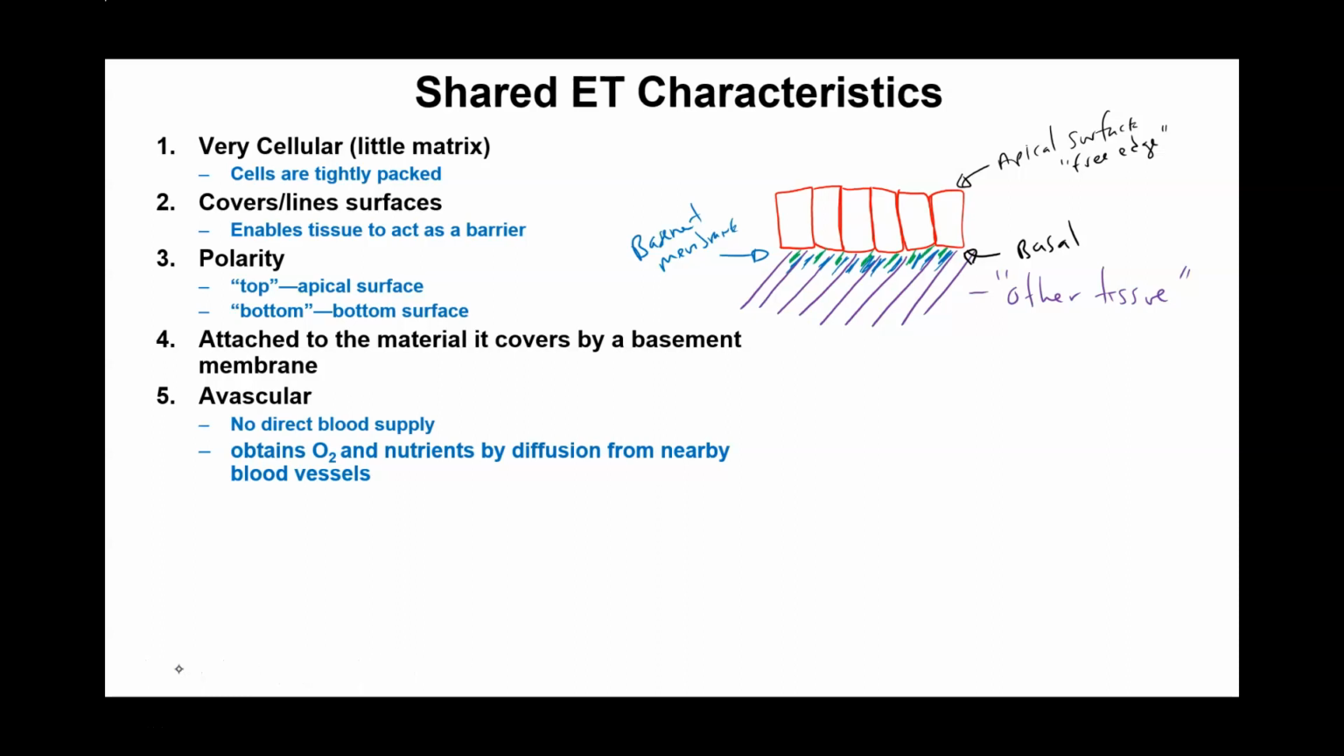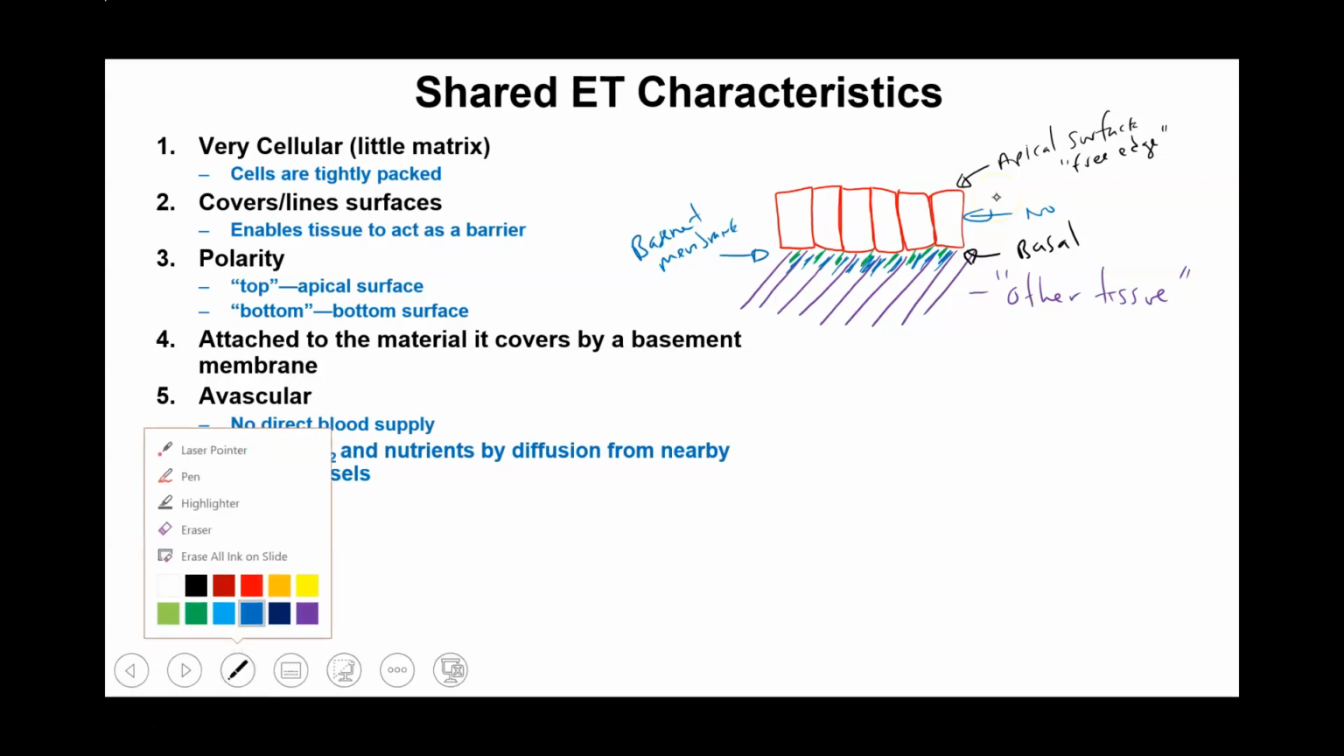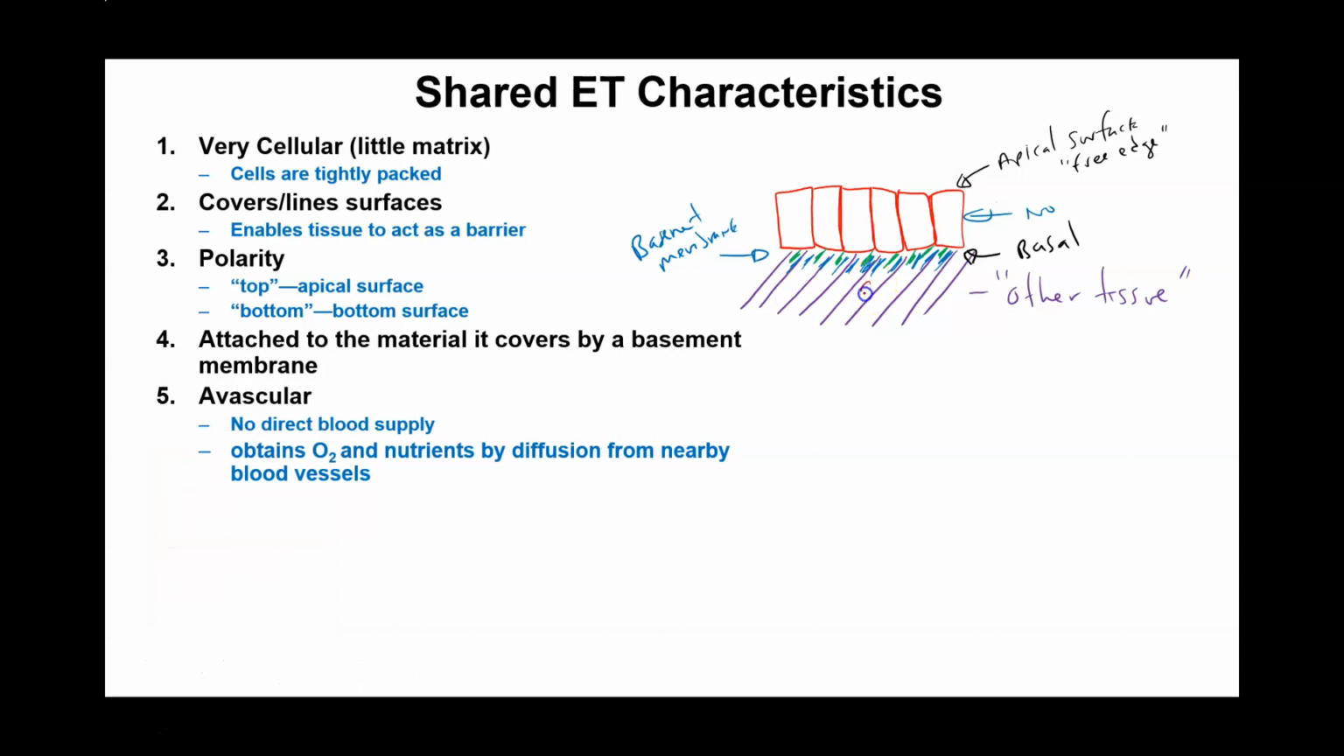Epithelial tissue is avascular. That means there are no blood vessels up here among the epithelial cells. Instead, the blood vessels that supply the epithelial cells are down here in the underlying tissue, and substances need to diffuse up into the epithelial tissues, and wastes and other things need to diffuse out, right?